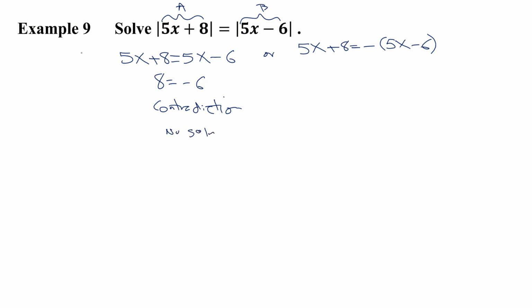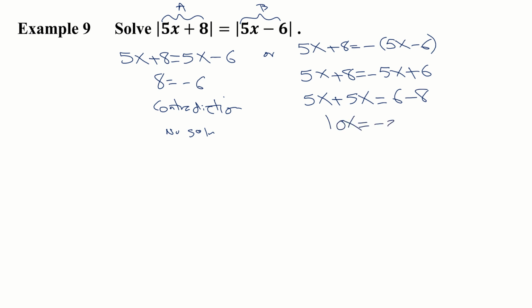But this one may work out. Let's see, we have 5x plus 8 equals negative 5x plus 6. So 5x plus 5x, moving the negative 5x to the left side, making it positive, equals 6 minus 8. So 10x equals negative 2. So divide both sides by 10. So x equals negative 2 over 10.